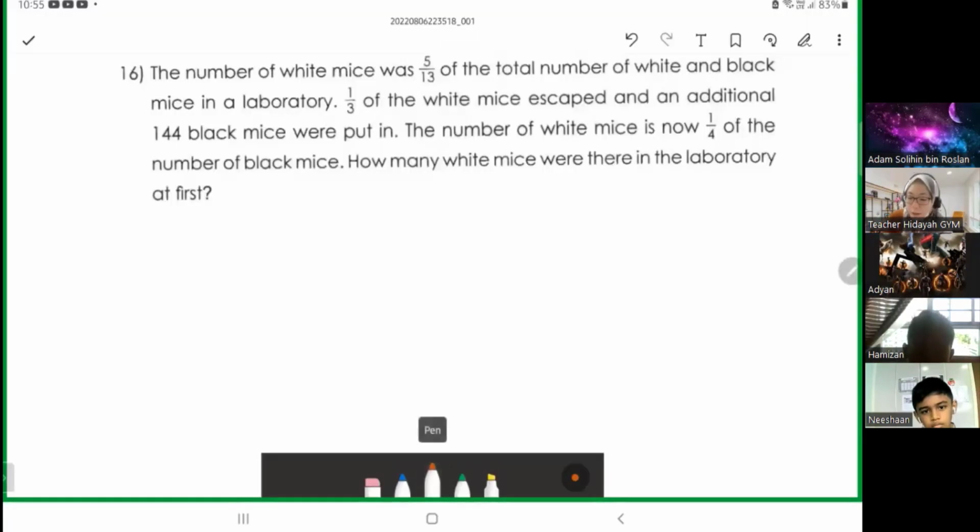The number of white mice was 5/13 of the total number of white and black mice in the laboratory. 1/3 of the white mice escaped, and an additional 144 black mice were put in. The number of white mice is now 1/4 of the number of black mice. How many white mice were there at first?